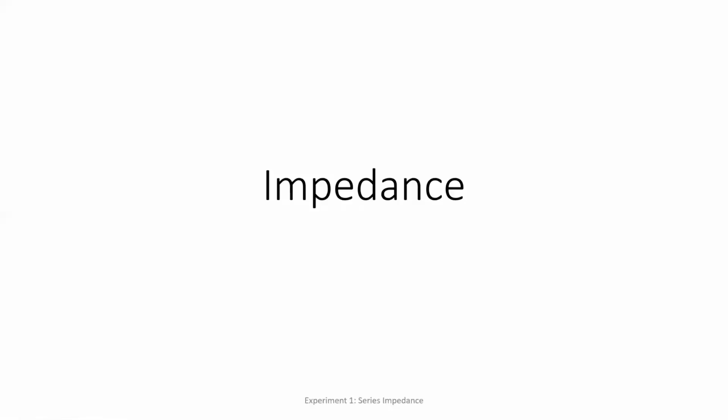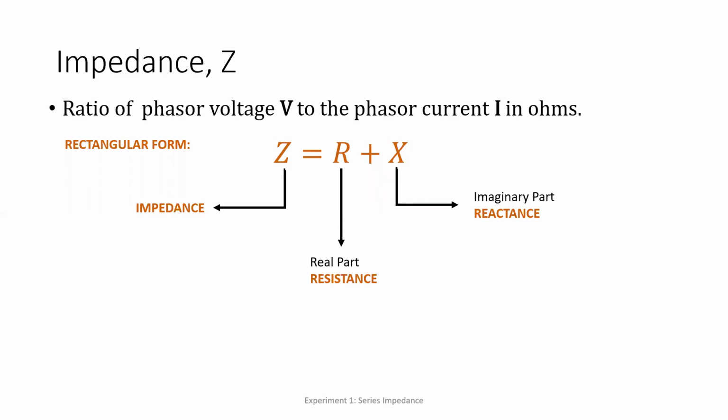Okay, so let's start with our topic, impedance. Impedance, or Z, is the ratio of phasor voltage V to the phasor current I, in ohms. Its unit is ohms, so you can compare it to the DC equivalent. In DC circuits, we call it resistance. In AC circuits, if we're going to translate it, we call it impedance. So we can just use that analogy.